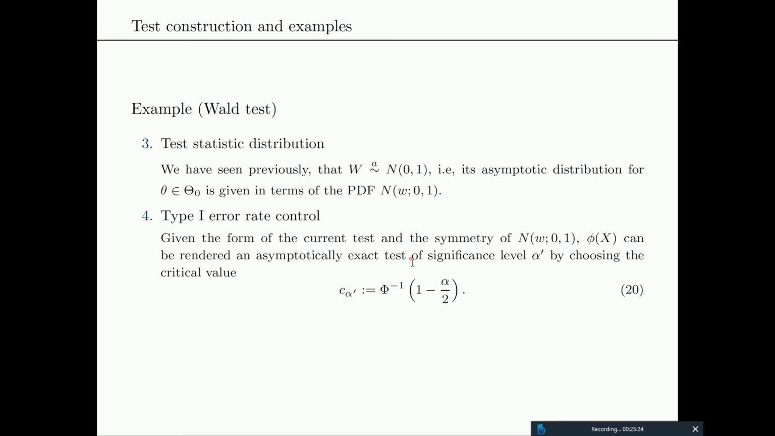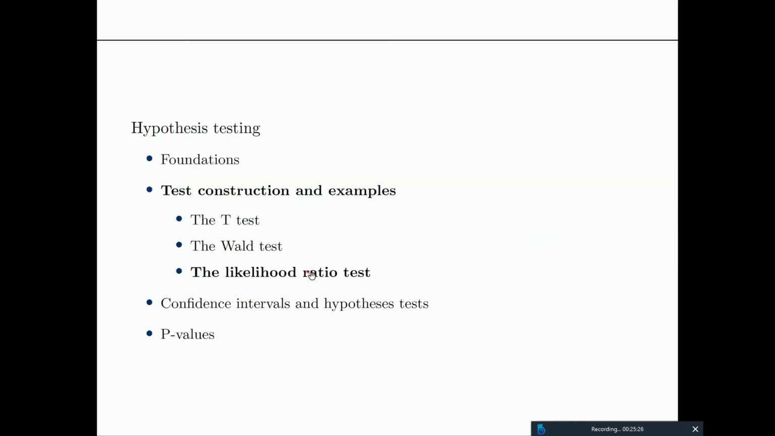Now, what would be interesting to discuss are likelihood ratio tests, because likelihood ratio tests, of which the F-test is a specific form, can be shown to be the most powerful tests that you can use if you have simple hypotheses. And this is known as the Neyman-Pearson lemma.